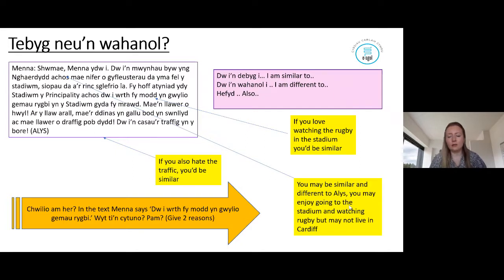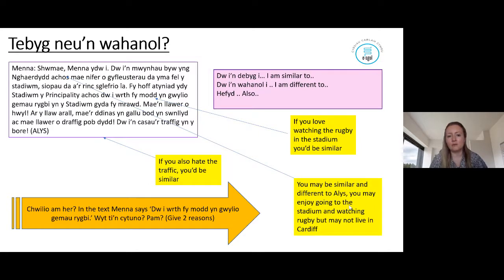Okay, we just had a really good question come in, which says, can you use 2 really important phrases? Ar un llaw, on one hand, and ar y llaw arall, on the other hand. So practice saying those. You could say ar un llaw, dwi'n debyg I Mena achos, I'm similar to Mena because of this. Ond ar y llaw arall, on the other hand, I am not similar to Mena because of this. What you've got to be careful of is that you don't contradict yourself, okay?